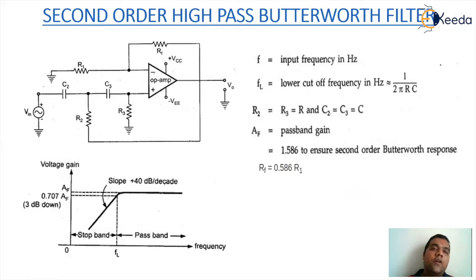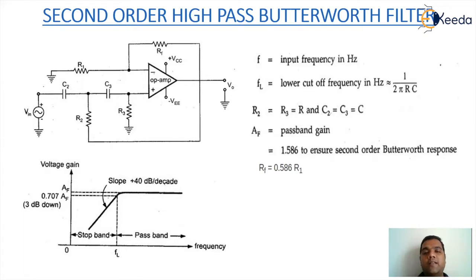Now, when you go for the second order high pass Butterworth filter, in the previous section we have already discussed the first order low pass and first order high pass, where we came to a conclusion that by swapping the position of resistor and capacitor, we can land up at the low pass to high pass conversion or high pass to low pass conversion.